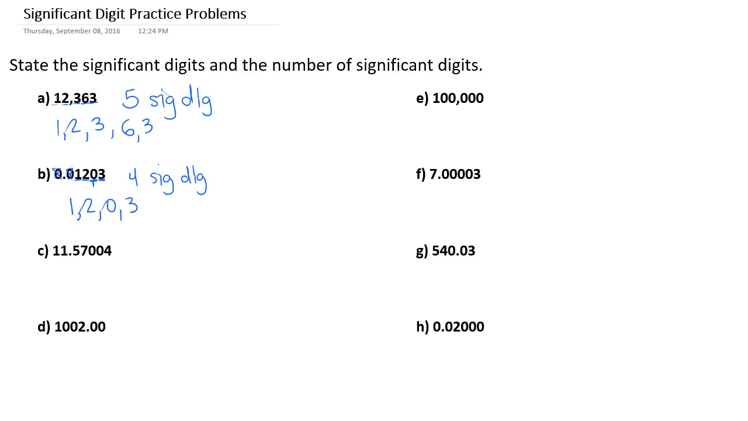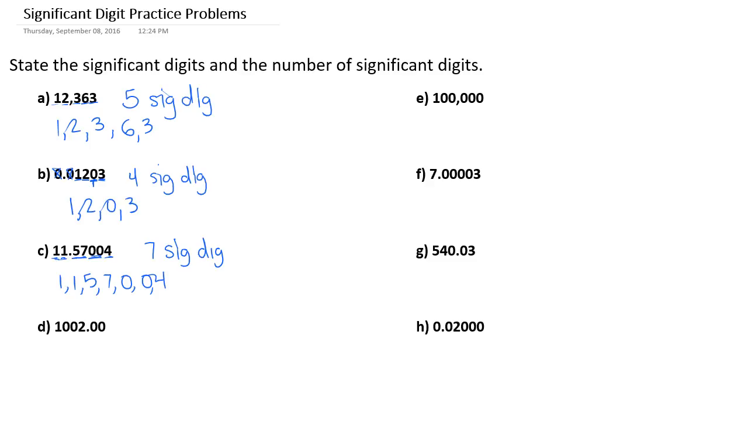In C, we have a 1, a 5, a 7, and a 4. Rule 1 says all of those are significant digits. And then we have these 2 zeros between two non-zero digits, so they are also significant. So we have 1, 2, 3, 4, 5, 6, 7 significant digits. And they are 1, 5, 7, 0, 0, and 4.